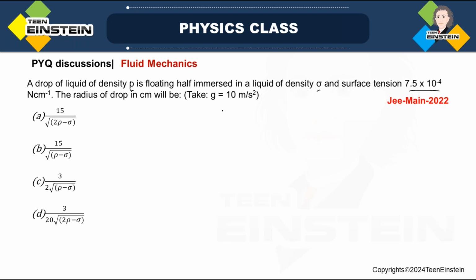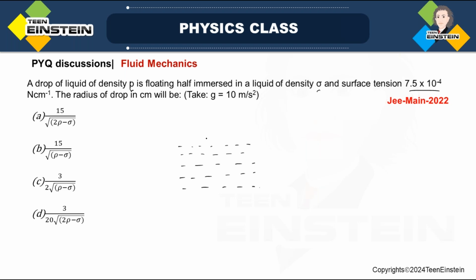g as 10 meter per second square. Okay. So look, I'll try to demonstrate the situation once again from a simple diagram. Suppose this is the liquid and there is a drop of some other liquid.